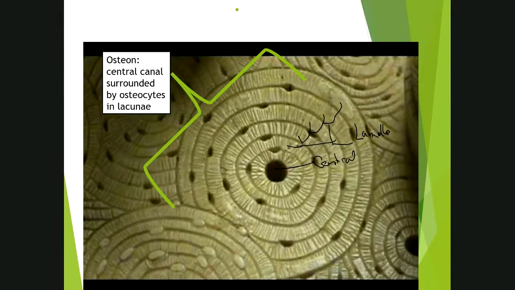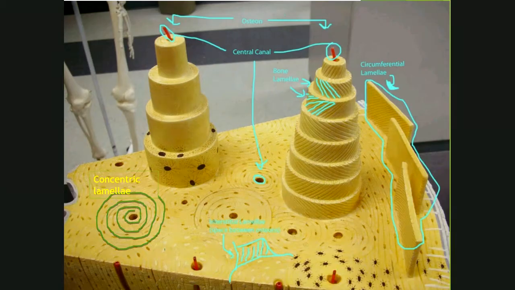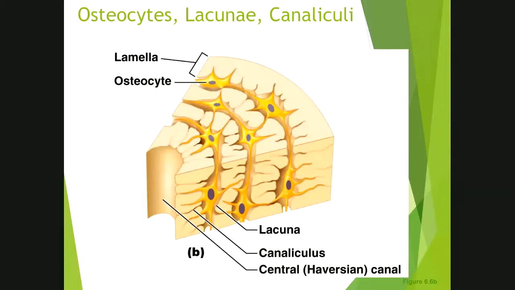And then if you look here, there's where the holes are that the cells are located in. Well, on this part of the model over here, they left the cell in there so you could see what the cells look like. But here, you see what the holes look like. And remember, the holes are called lacunae. So there's our central canal, there's our lamellae. Well, there's the lacunae with the cells in it.